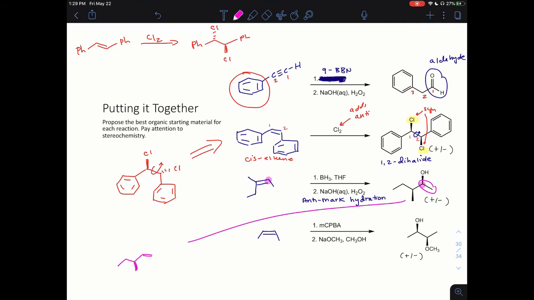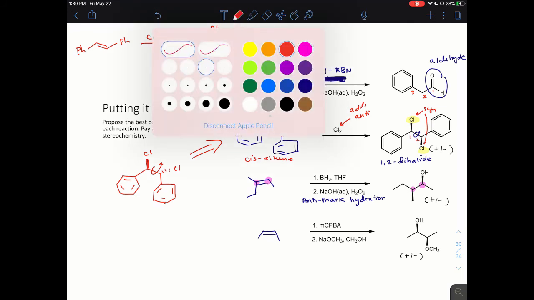if you had this alkene and you hydroborated it, the primary would get oxygen, the secondary would get hydrogen. So you wouldn't get this. So you know that that's not going to be right. So you have the alkene between carbons 2 and 3.